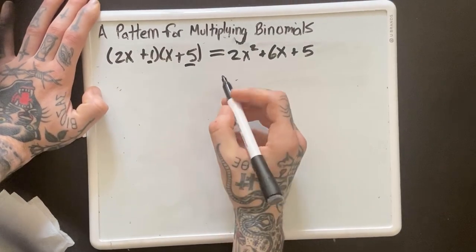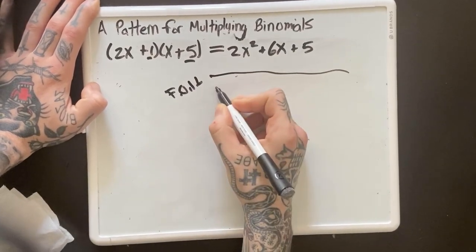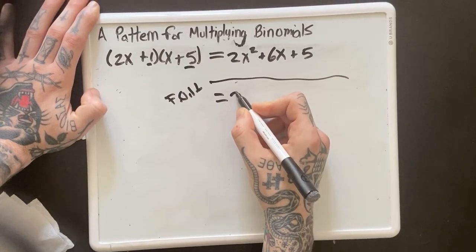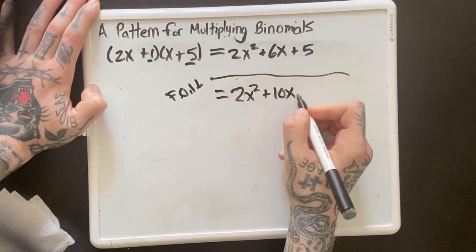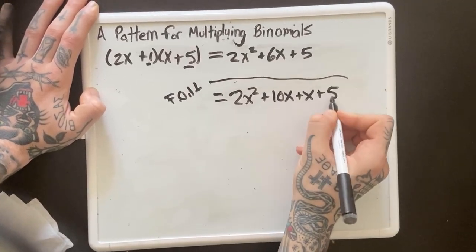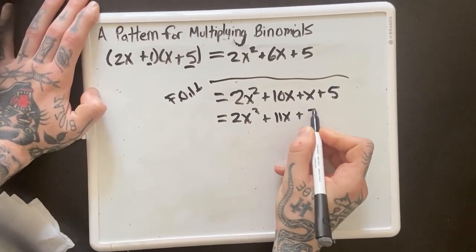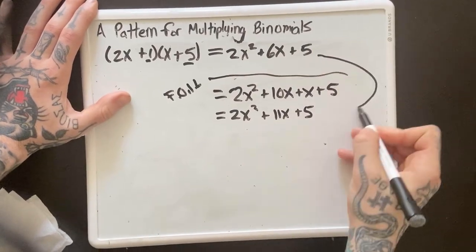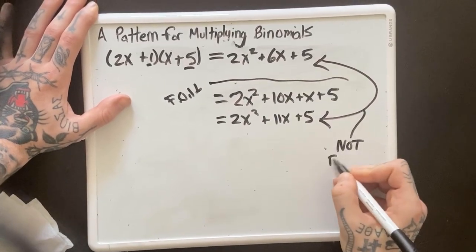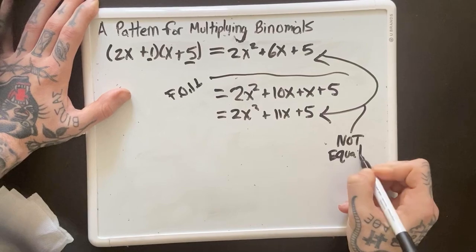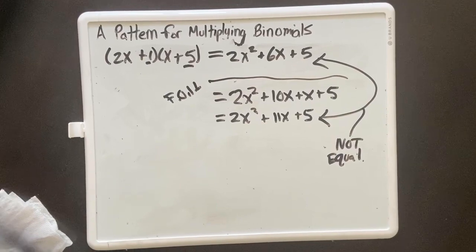So now we're going to check using FOIL. And we're going to get 2x squared plus 10x plus x plus 5. We get 2x squared plus 11x plus 5. These are not equal. Okay? So why aren't those equal? What does this tell us?